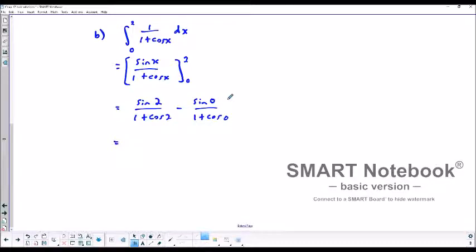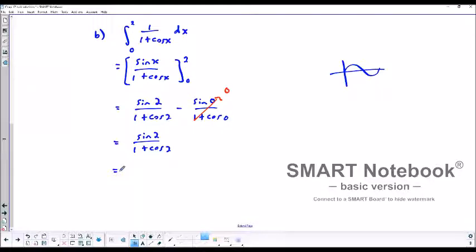And so sine of 0 is just 0, because if we have the sine curve, we see that normal sine curve for the parent function just looks like that. So this whole thing goes to 0. And so we're left with sine 2 over 1 plus cosine 2. So we'll have to check that out. Those would be, of course, in radian measures.